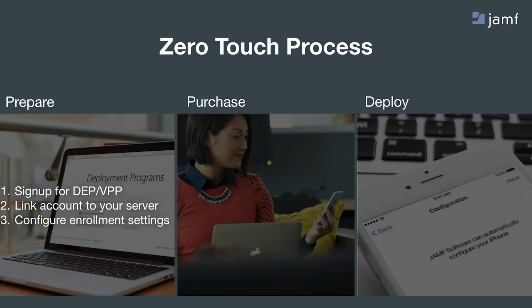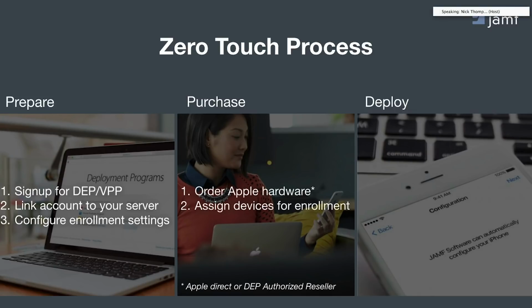You'll then configure any sort of enrollment settings that you'd like to have, and I'll show you that on the next screen here. And then you'll start buying your Apple hardware. So you simply order your Apple hardware. Again, either get it directly from Apple or from a reseller that supports DEP. Make sure you ask your reseller, and if they don't, highly consider switching to a reseller that does support DEP.